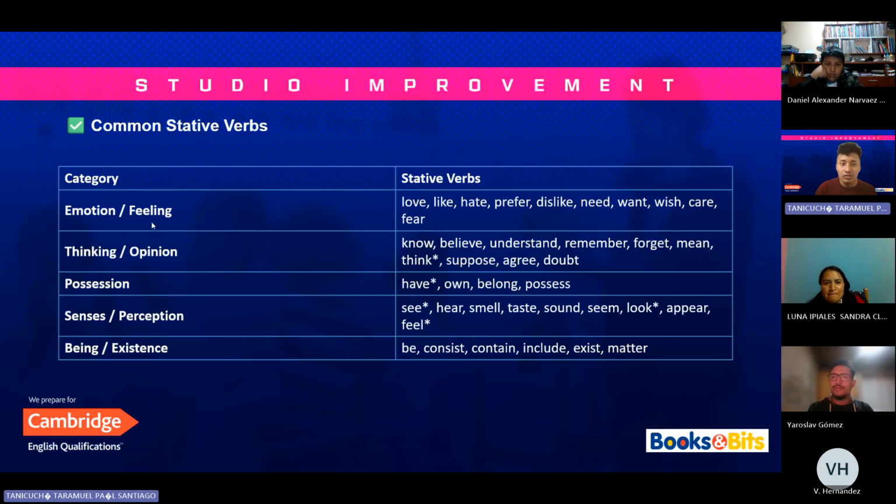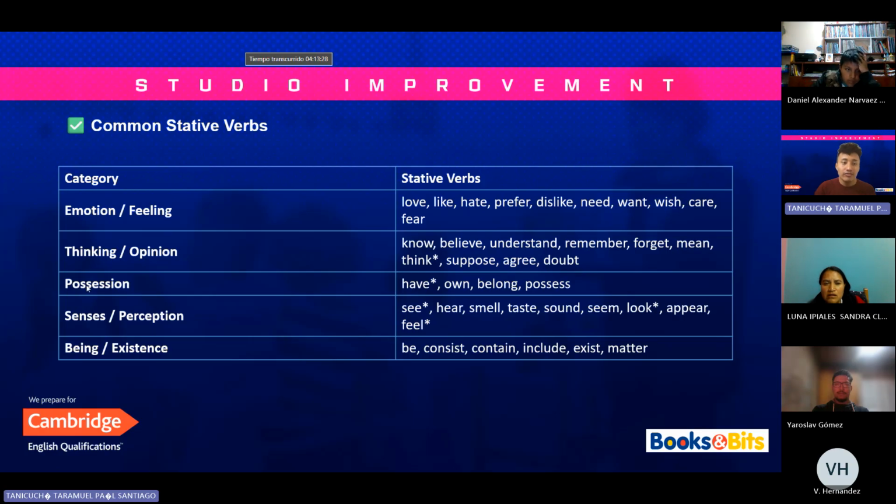For example, emotions and feelings. And the stative verbs for this category are love, like, hate, prefer, dislike, need, want, wish, care, or fear. With these stative verbs, we don't use would. Okay, be careful. We don't use would. You have to use used to instead. Okay, and then we have verbs for thinking or opinion, and the verbs are know, believe, understand, remember, forget, mean, think, suppose, agree, and doubt. All right.